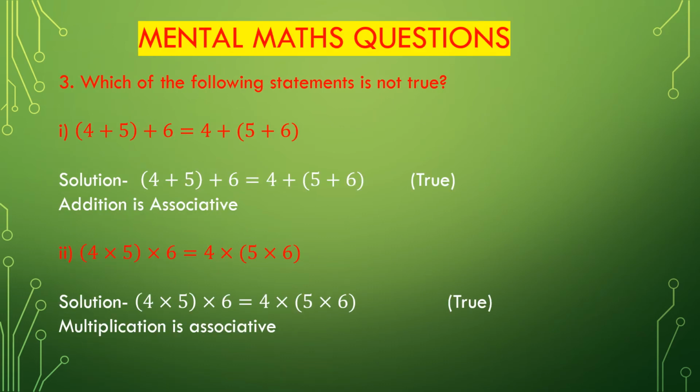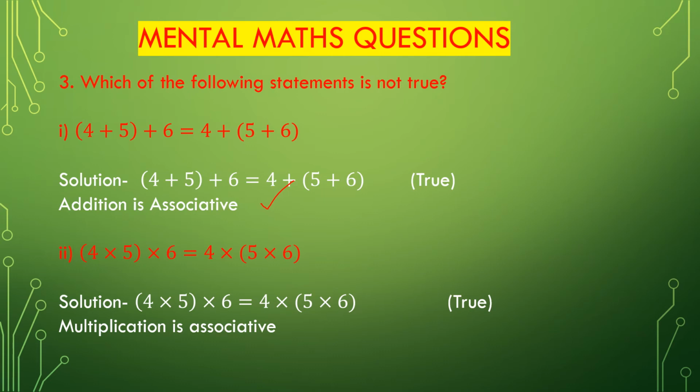Now we will solve question number 3. Question number 3 is which of the following statements is not true? First is 4 plus 5, inside the bracket, plus 6 equal to 4 plus 5 plus 6, with 5 plus 6 inside the bracket. That is true. That is the associative property of addition of whole numbers. Addition is associative.